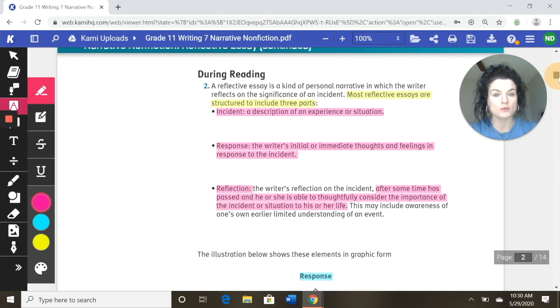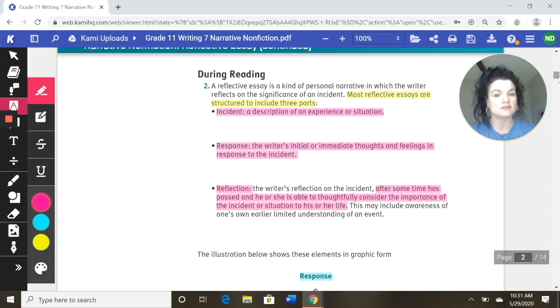So before we get started with reading, we're going to be thinking about several things as we are reading through the writer's book. Here it says, most reflective essays are structured to include 3 parts. One is an incident. Obviously, since this is a reflection, we need an incident to have taken place. So that's a description of an experience or situation. We have a response, which is the writer's initial or immediate thoughts and feelings in response to the incident. So what are they initially feeling?